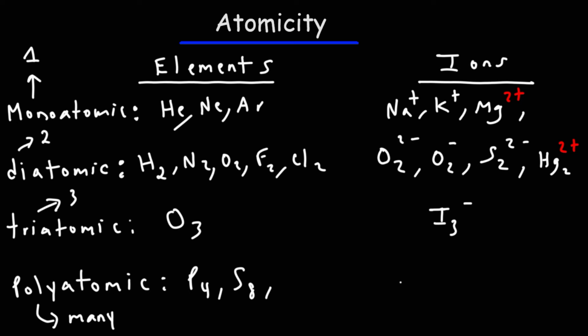Now let's look at ions, polyatomic ions. Sulfate, that is an ion made up of many atoms. Phosphite, that's another polyatomic ion. The carbonate ion, that's another one.